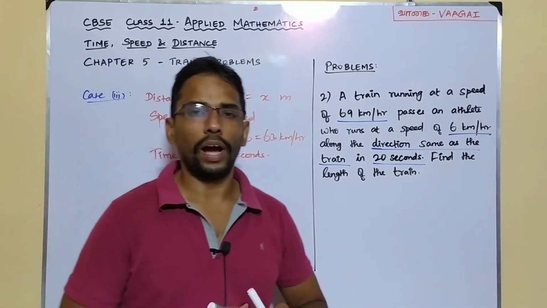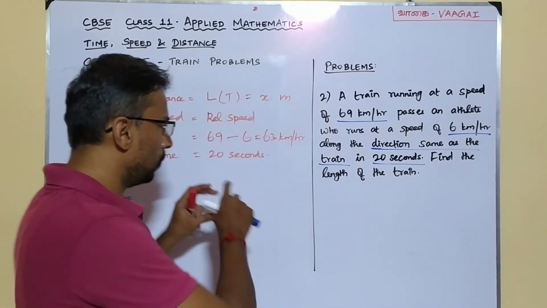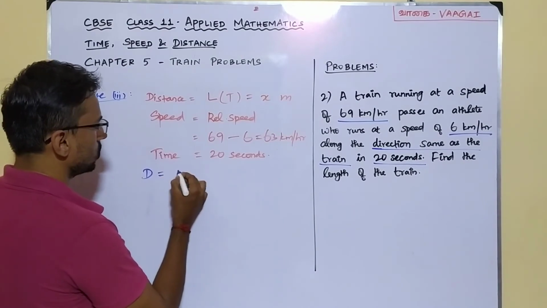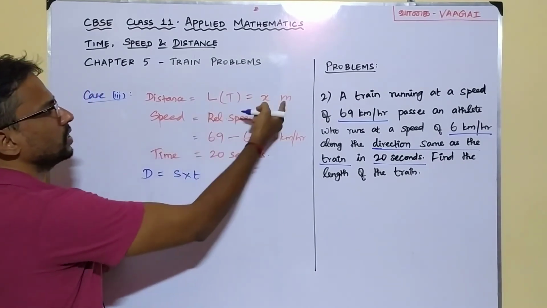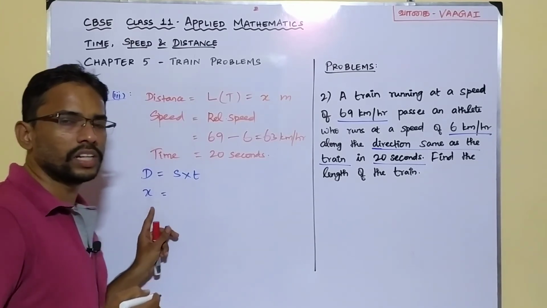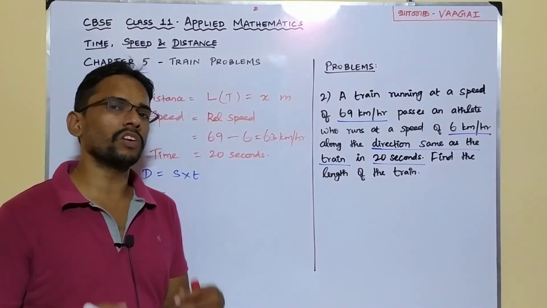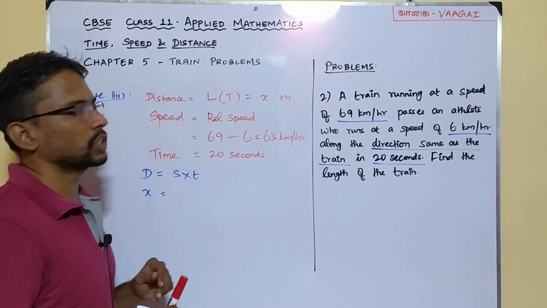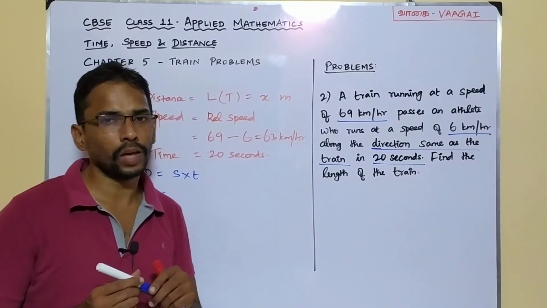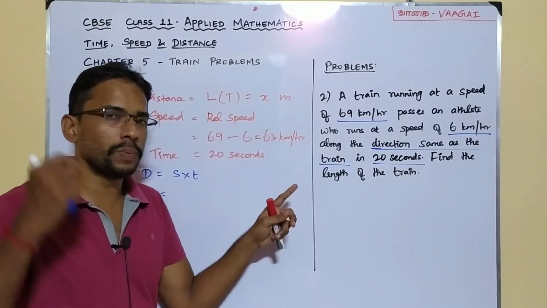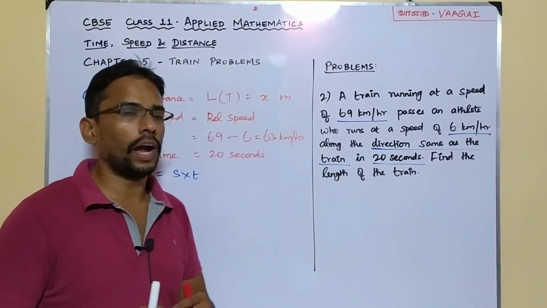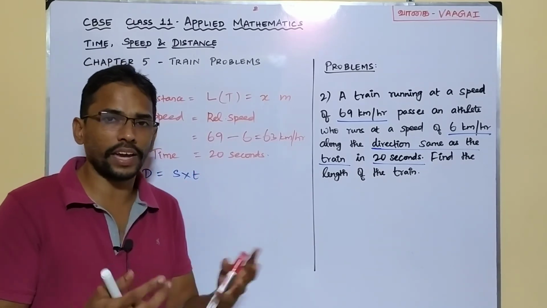Now, as usual, let us try to build a relation between distance, speed and time. So we know that distance is equal to speed into time. So here distance is missing, and distance is what we have taken to be x. And remember, our distance is here in terms of meters. So x meters is equal to, come to speed. Speed is 63, but speed here is in terms of kilometer per hour. And time is in terms of seconds.